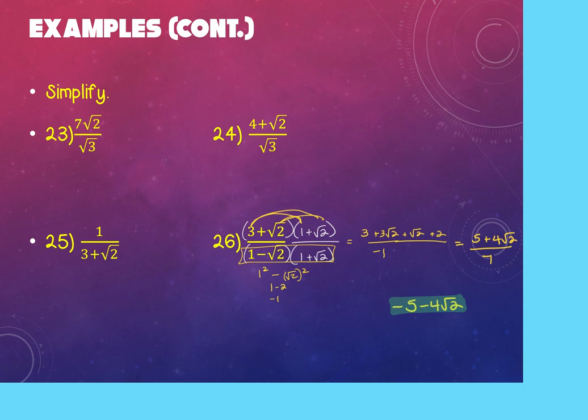So we'll work out the rest of these tomorrow because that bell's about to ring. But what would you have to multiply 23 by? Square root 3 over square root 3, right? We have to get rid of the root in the bottom. So it would be root 3 over root 3. What would you have to multiply 24 by? Square root 3 over square root 3. I don't care about the root 2 in the top. That's fine. I'm trying to get rid of the bottom. What would you have to multiply 25 by? 3 minus root 2, okay?